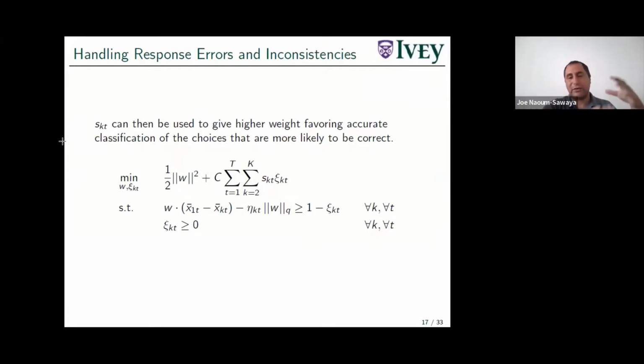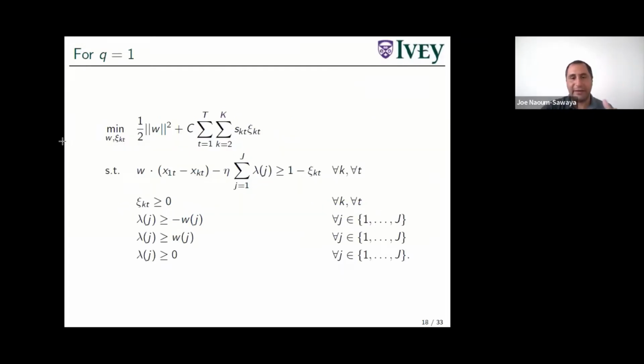Well, this is the model, at least the first stage model that I'm showing here. You see there is a norm in the objective, there is a norm in the constraint. So things can be linearized if you have this Q norm. If you assume this norm is an L1 norm, you can linearize it.